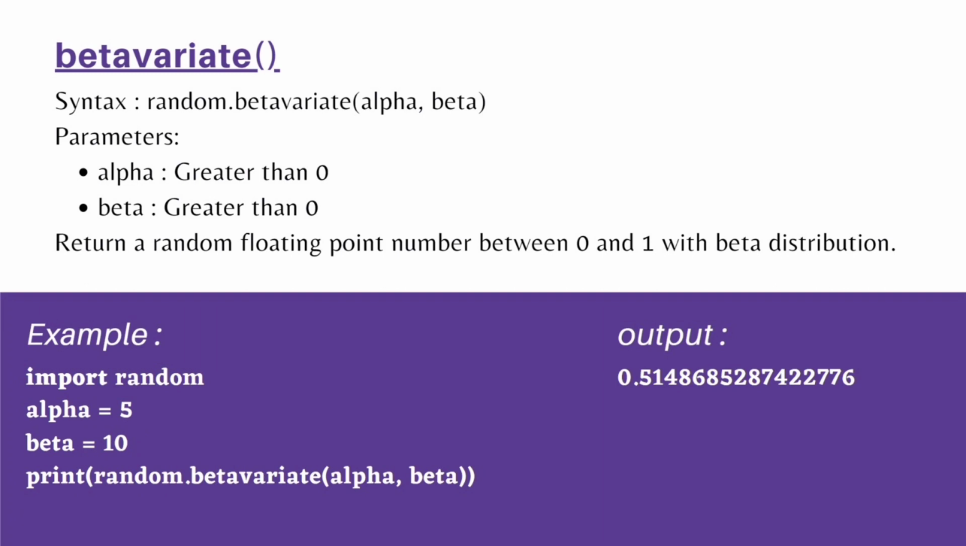Next is betavariate. Syntax is random.betavariate(alpha, beta). Parameters: alpha is greater than 0, beta is greater than 0. Returns a random floating point number between 0 and 1 with beta distribution.